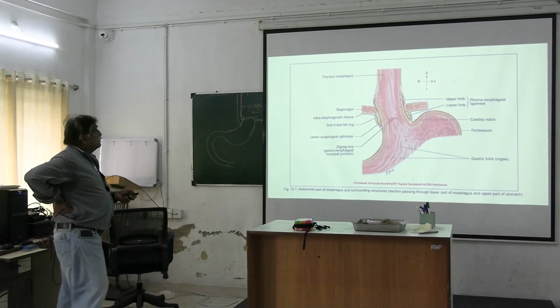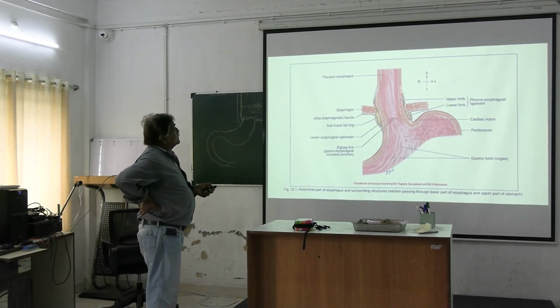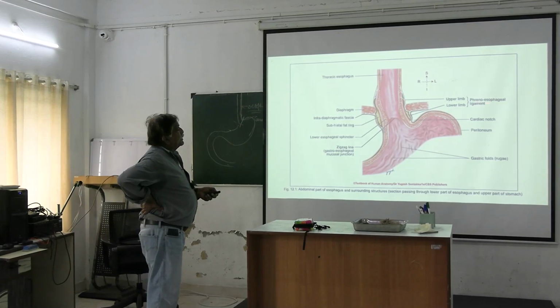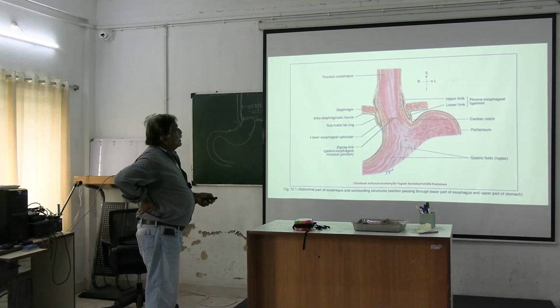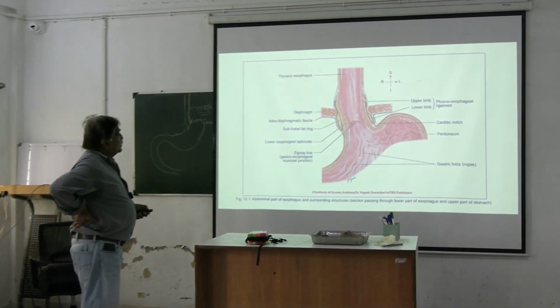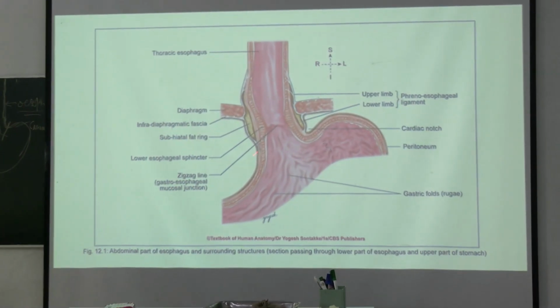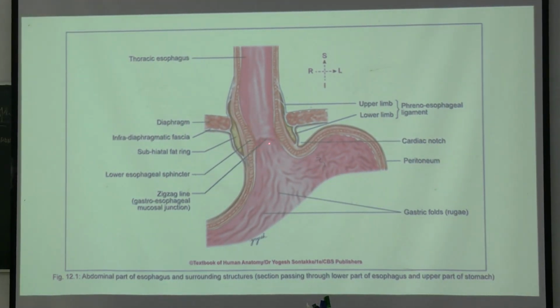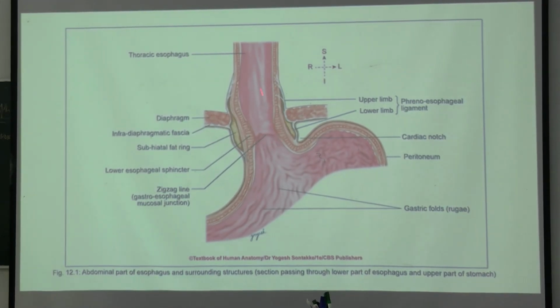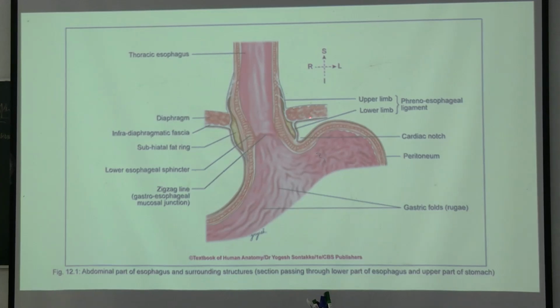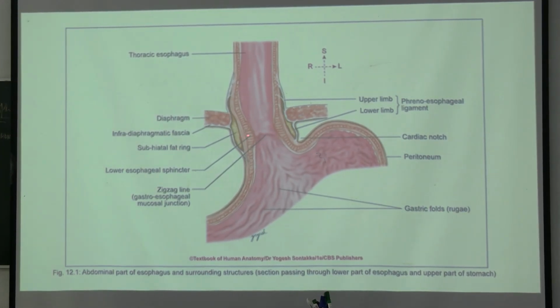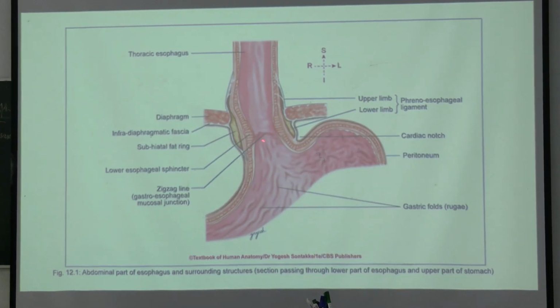Here, this is a nice figure. Now, this is the thoracic part of the esophagus, the phrenoesophageal ligament, the lower limb, the upper limb. Now, this is the cardiac notch, the peritoneum, the gastric folds, the zigzag line of esophageal mucosa. The junction, the stomach and the esophagus meet here. This is at the level of the cardiac notch, subhiatal fat ring, infradiaphragmatic fascia. This is the diaphragm, and lower esophageal sphincter. This is the lower esophageal sphincter.